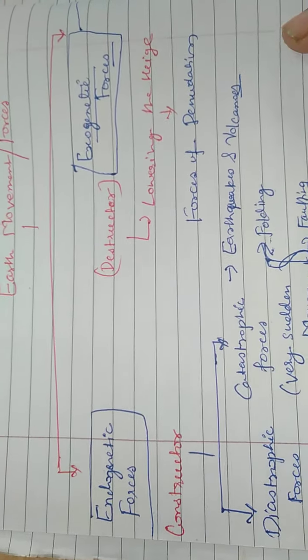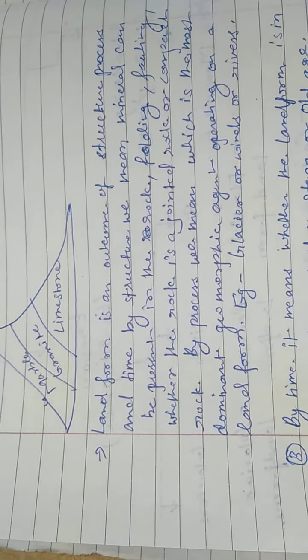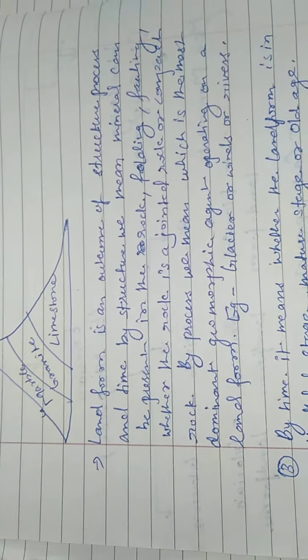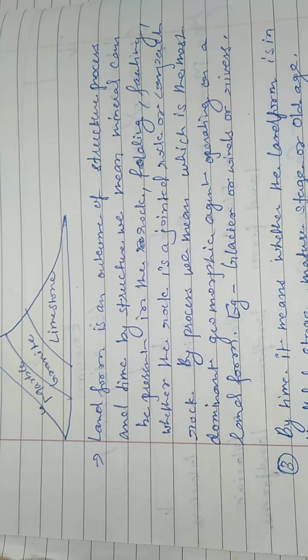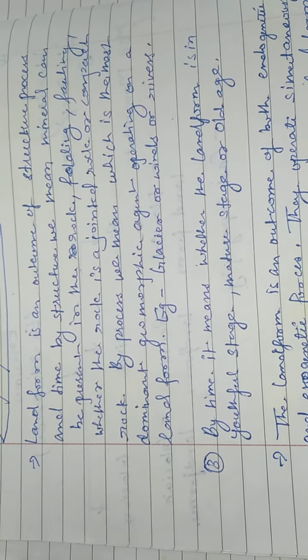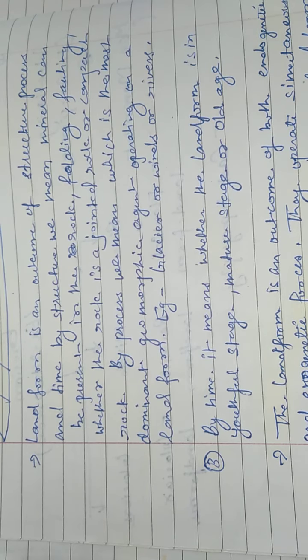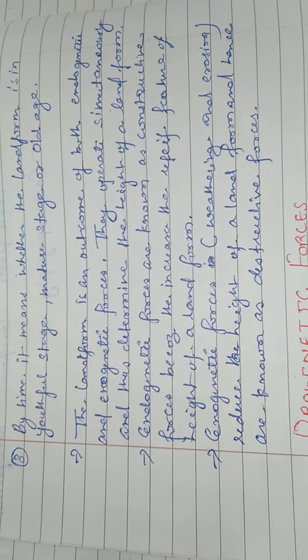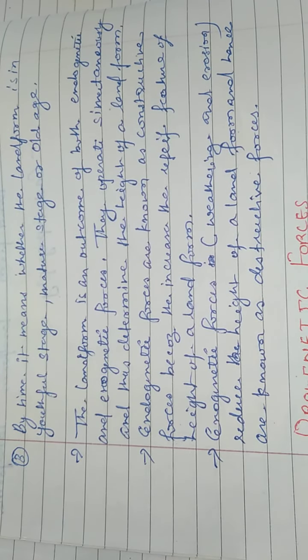Earth movement of forces. Landform. Landforms like marble, granite, limestone. Landform is an outcome of structure, process and time. By structure we mean what minerals can be present in the rock, folding, whether the rock is a jointed rock or compact rock. By process we mean which is the most dominant geomorphic agent operating on the landform, for example glacier, wind or rivers. By time it means whether the landform is in youthful stage, mature stage or old stage.